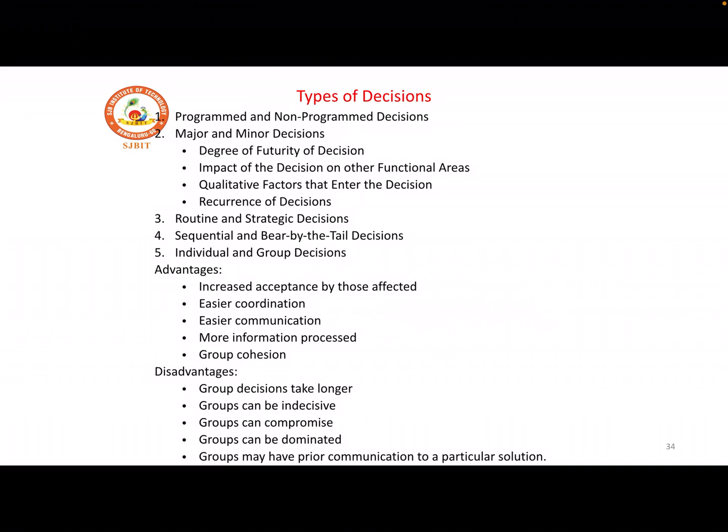Advantages of group decision making: increased acceptance by those affected. A few people will be affected and you will take some right decision, so definitely they will accept your decision. Easier coordination, because a lot of people will be working, coordination is required. Easier communication, more information processed. Group cohesion. Definitely anything having advantages will have a few disadvantages also. Let us see what the disadvantages are.